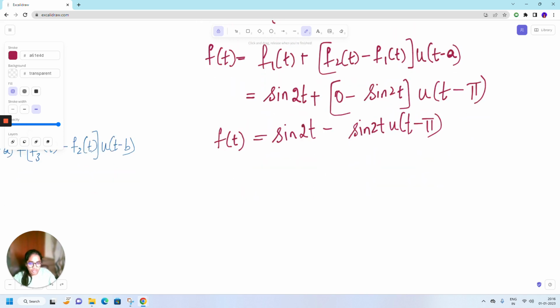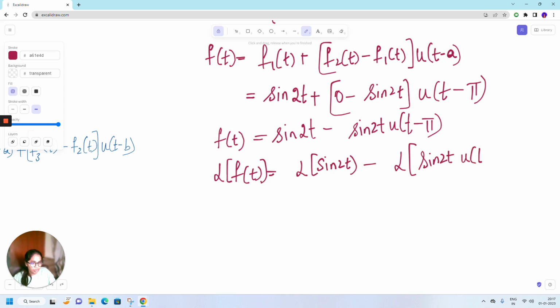Okay, now what is our Laplace of f of t? Laplace of f of t would be Laplace of sine 2t minus Laplace of sine 2t u of t minus pi. For the first term, what is Laplace of sine 2t? It is 2 divided by s square plus 4. Minus, what is this Laplace of, how do we solve this?